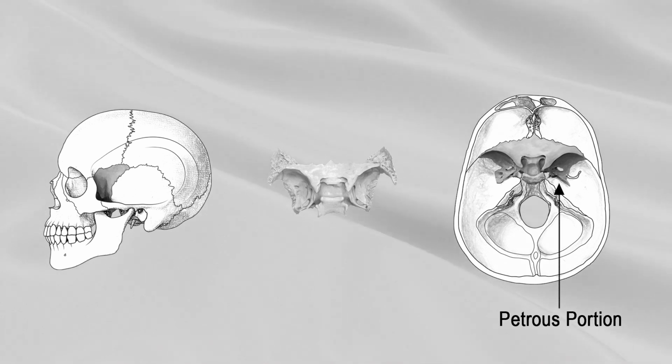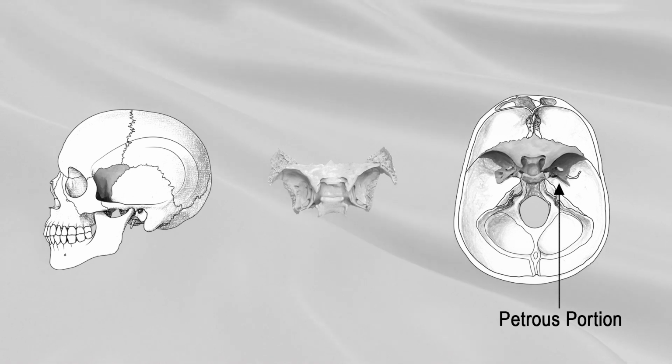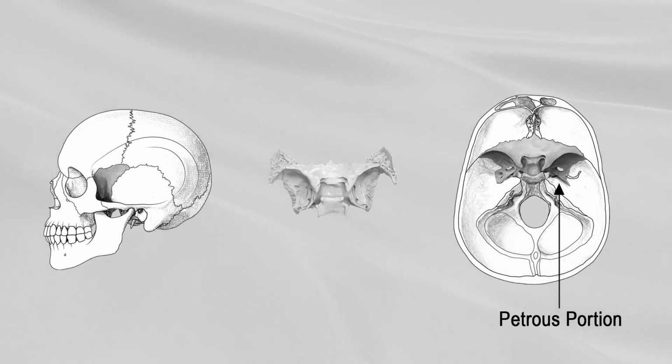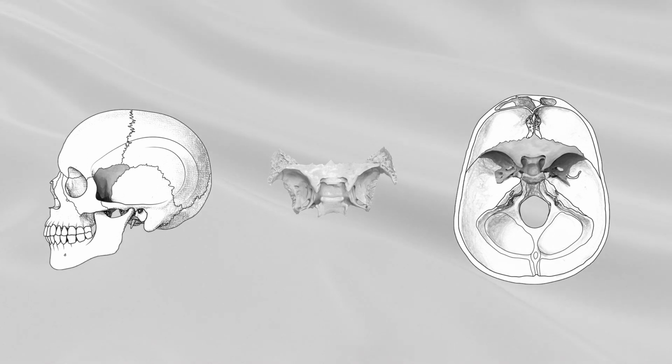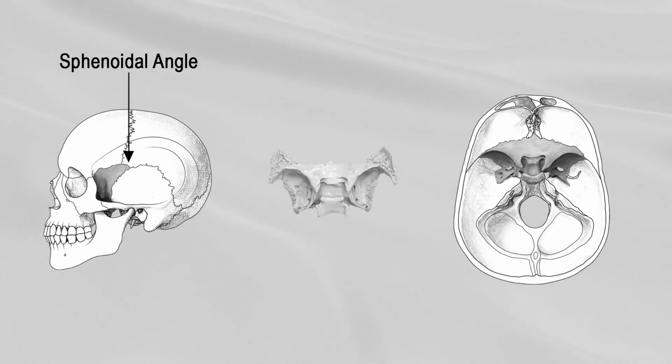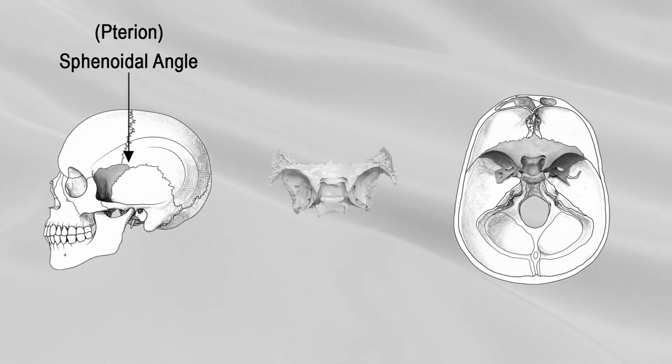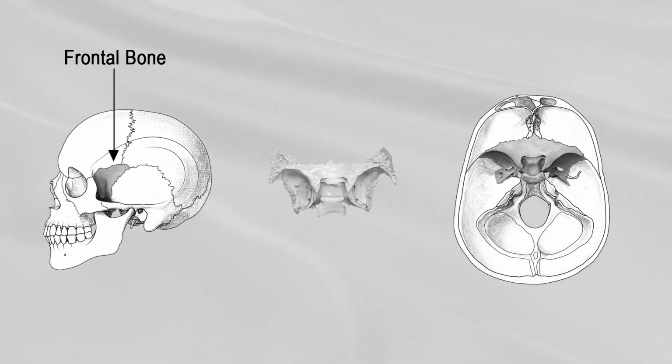In front of the spine, the circumference presents a concave, serrated edge for articulation with the squamous portion of temporal. At the tip of the greater wing is a triangular portion for articulation with the sphenoidal angle of the parietal bone. This region is named the pterion. Medial to this is a triangular, serrated surface for articulation with the frontal bone.